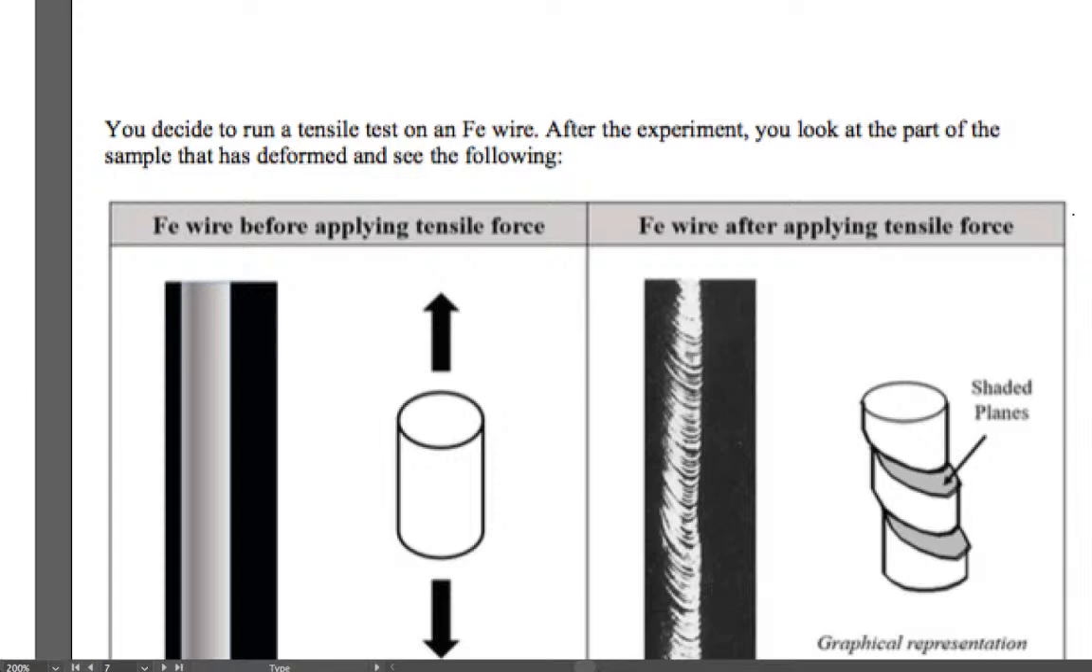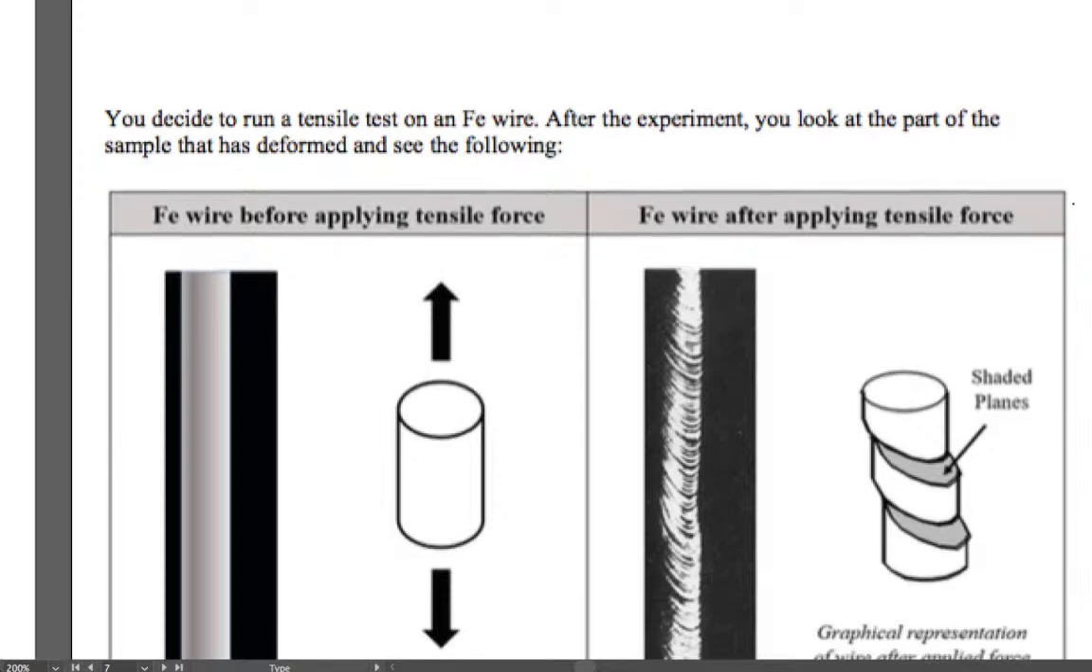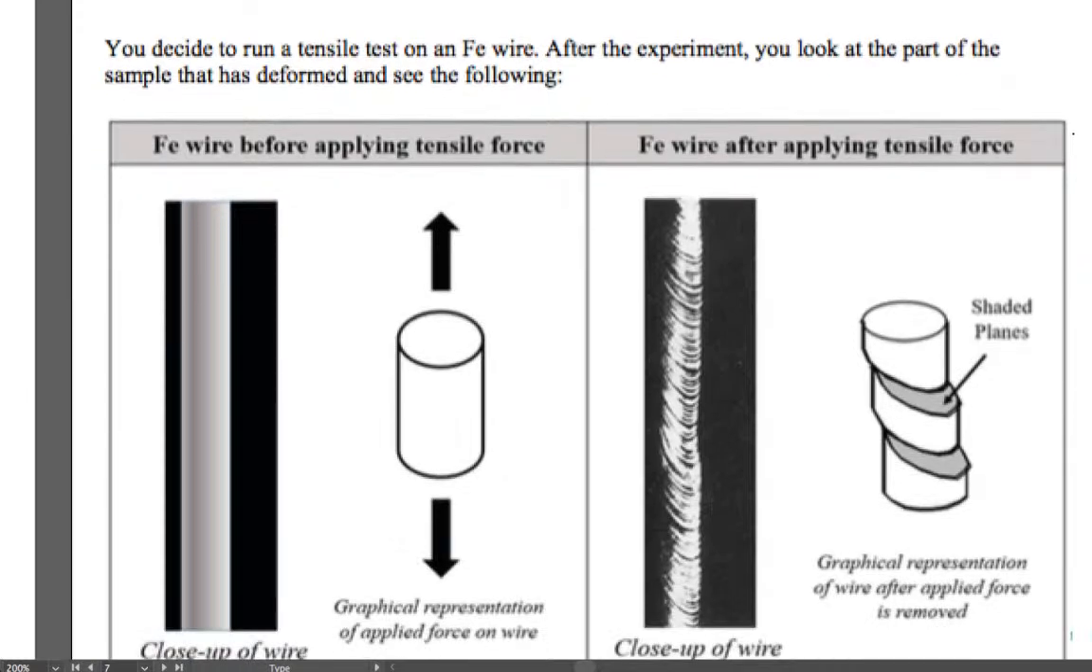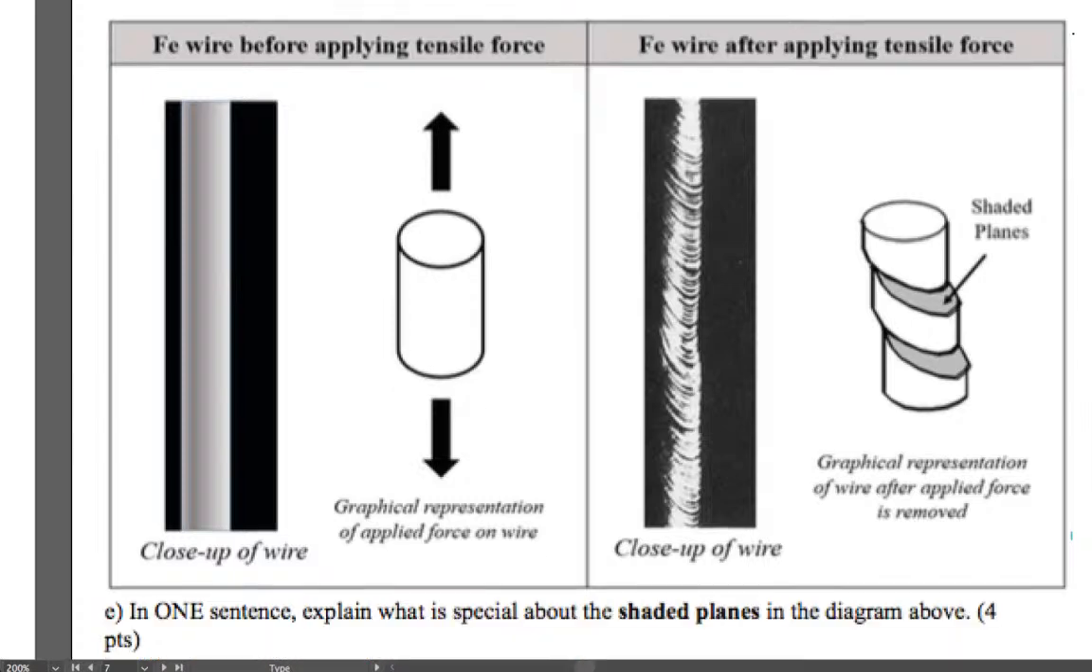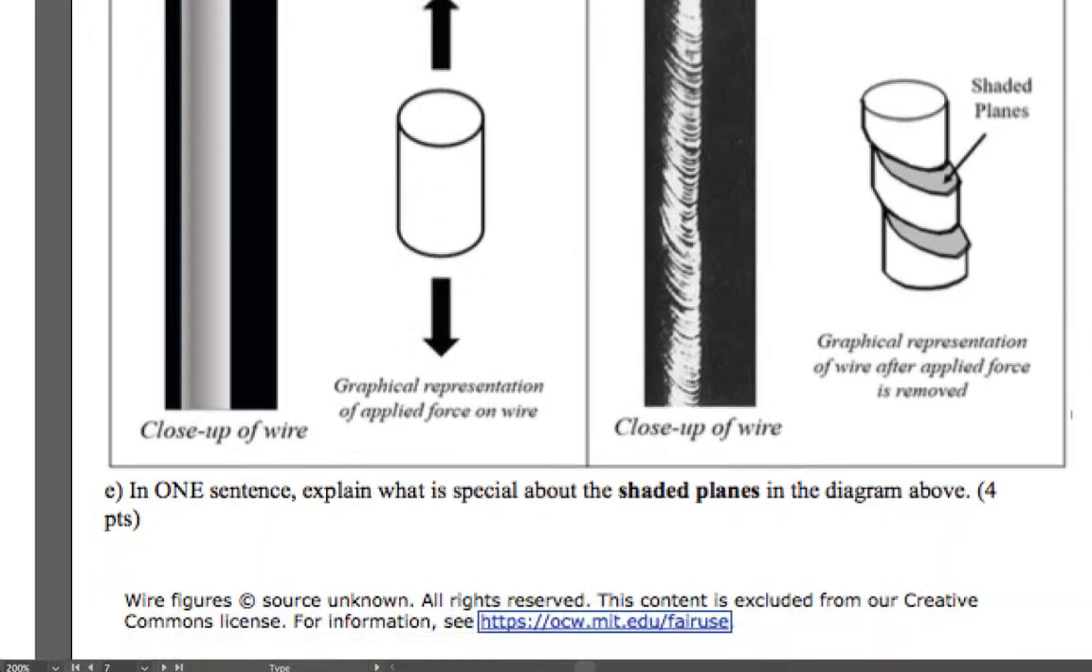Okay, so now let's go into the next question. You decide to run a tensile test on an iron wire. After the experiment, you look at the part of the sample that was deformed and see the following. Okay. Iron wire before applying tensile force. Okay. And then after it, there are planes that are actually deformed. So yeah, in one sentence, explain what is special about these shaded planes.